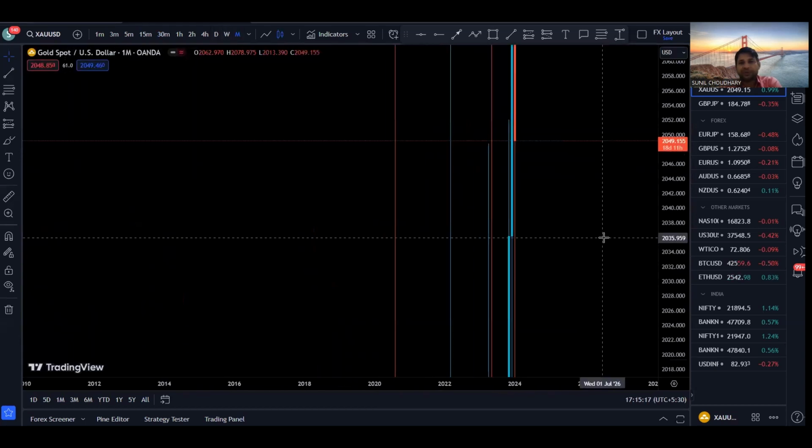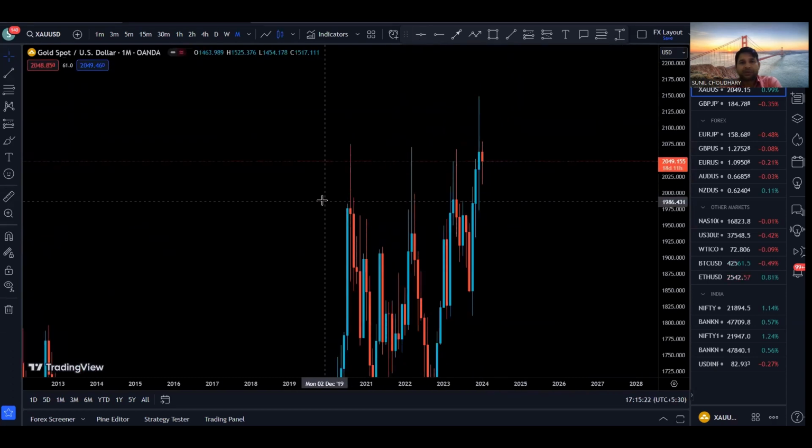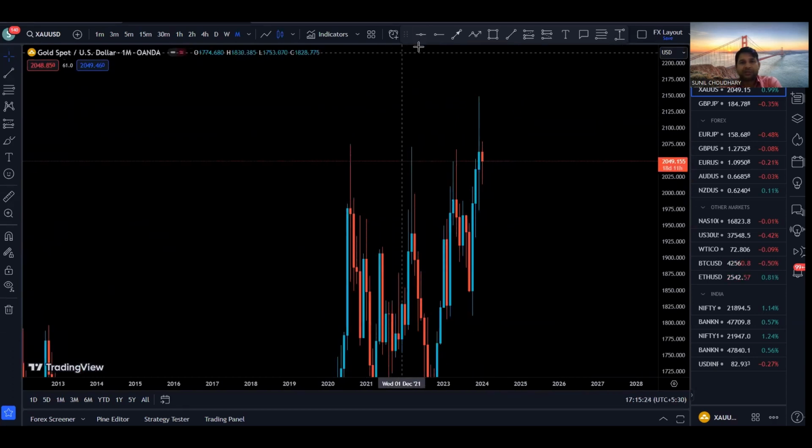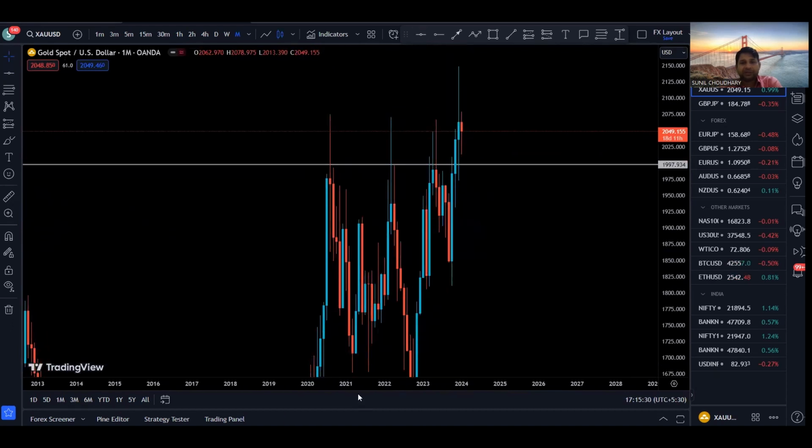So we are in the gold monthly time frame at the moment, and we can see that we have this resistance here at one point of time. Basically, the price was not able to close above this level. So finally, we close above this level, and you can see that price basically created a new high.